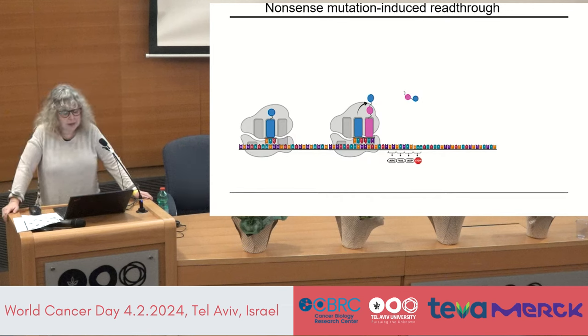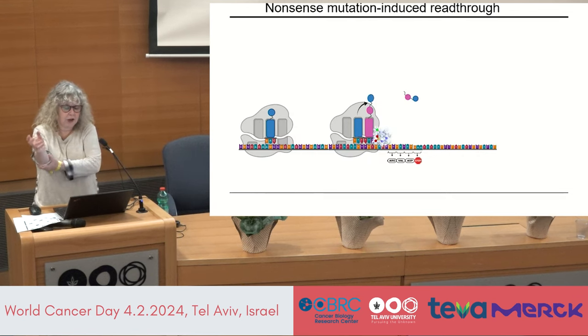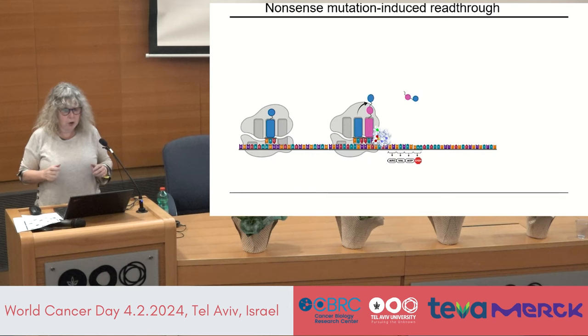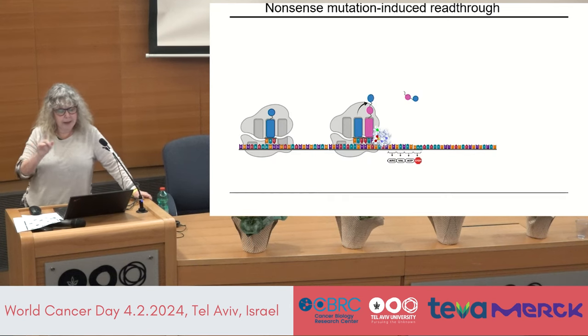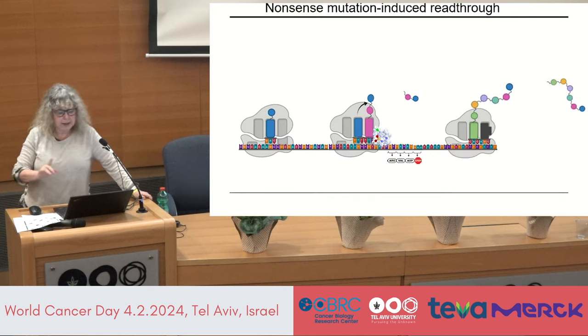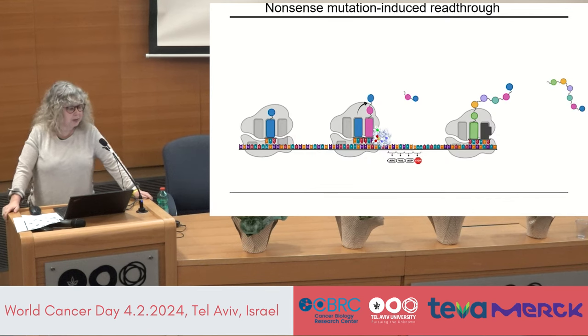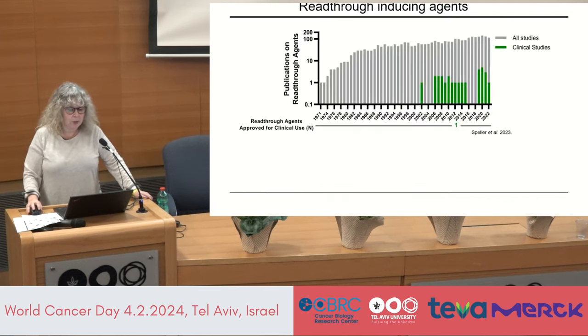But for many years, it has been known that specific compounds, mainly antibiotics and mainly aminoglycoside antibiotics, can bind the ribosome. They lead to some conformation change of the subunits of the ribosome, changes in the affinity to the mRNA, and we see some leakiness. So the ribosome passes through the stop codon, and again, we get expression of some full-length protein, although of course not as if we had no mutations. This seemed to be a great idea, and it's been around for many years.